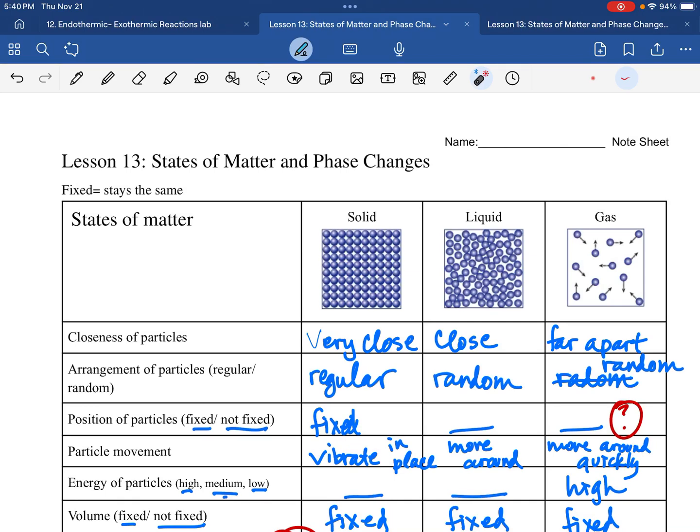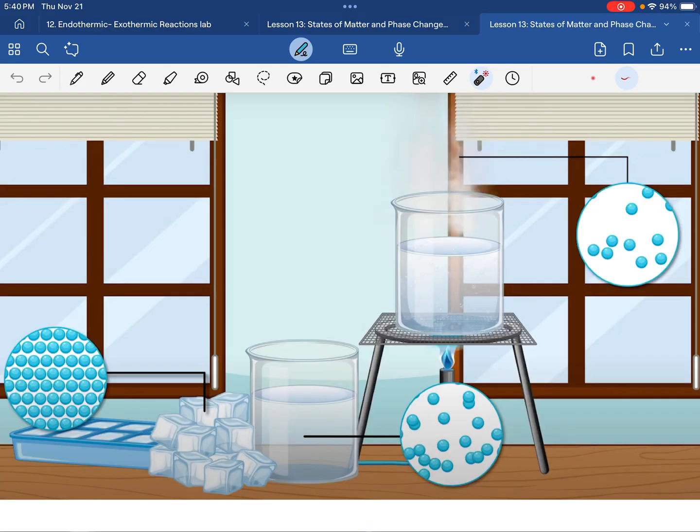Okay, Lesson 13, States of Matter and Phase Changes, Part 2. So I wanted to show you a diagram, a little animation of solid, liquid, and gas. So here we have an example of water, right? And so we have water in the solid form, ice, the liquid form, water, and the gas form, water vapor. And what we have is sort of an enlargement of what the particles look like in each state.